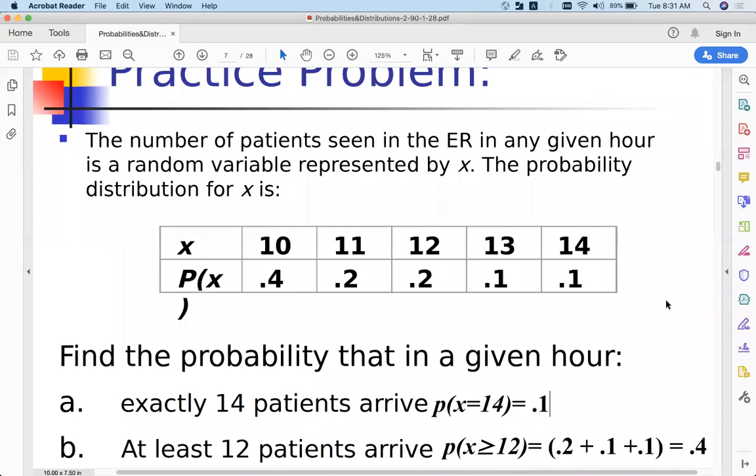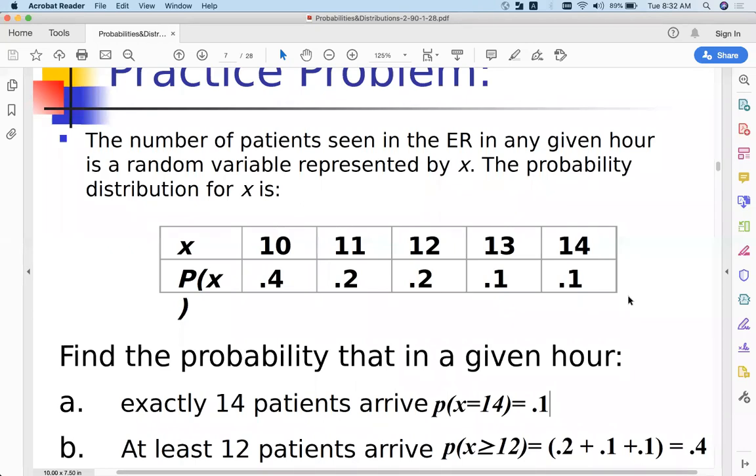Yeah, it's 0.4 because at least 12 will be when it's 12, 13 or 14. The summation of that will be a 40% chance. Anyone has any doubt or confusion on this? Because 10 and 11 will be less than 12, so we will always consider 12 or more. It's a good answer. At least 12 patients means there could be 12, 13, 14, and 15 also possible, but we know the probability of 15 is 0, so there is no point discussing that.